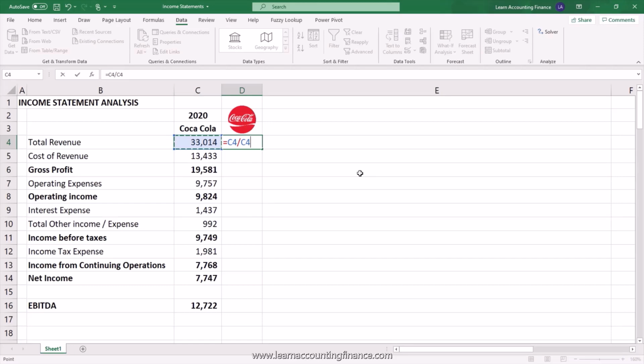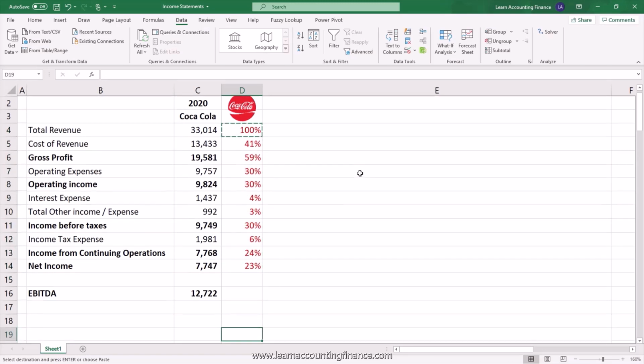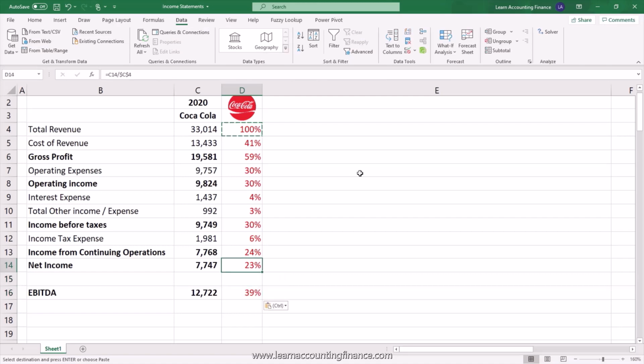However, to make sure that as you drag the formulas down your denominator stays the same, you lock or freeze the cell reference C4. As soon as I enter, you see that our total revenue is 100%. Now if I copy the formula all the way down, you can see that the percentages have been calculated. Each percentage represents the size of that line. For example, in the case of cost of revenue, the 41% represents that the cost of revenue is 41% of your total revenue. This is vertical analysis.